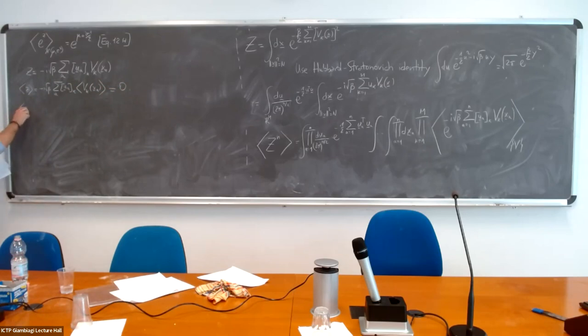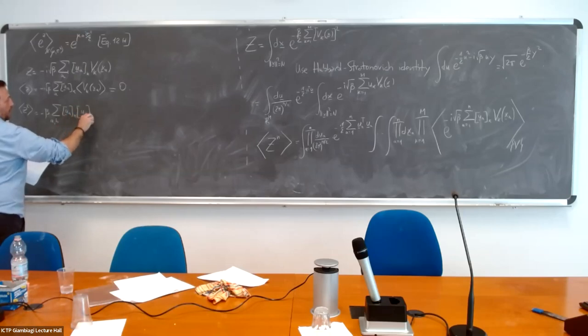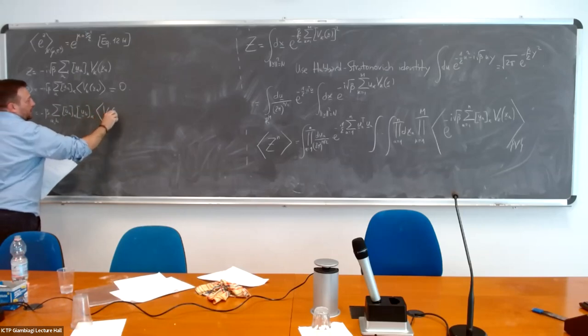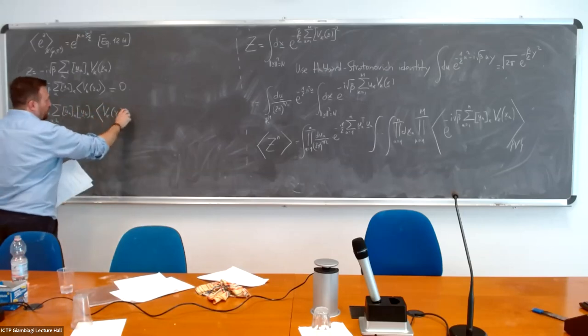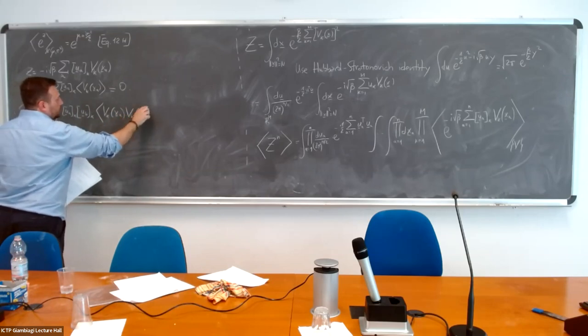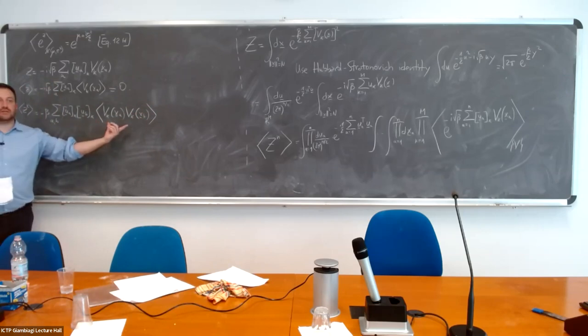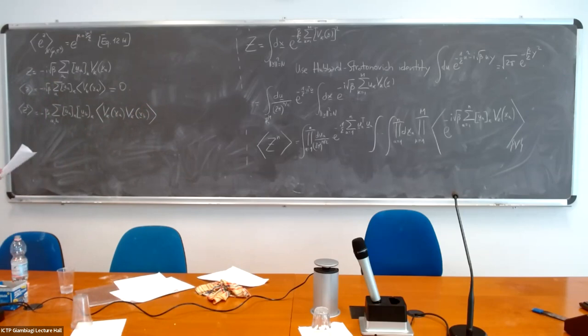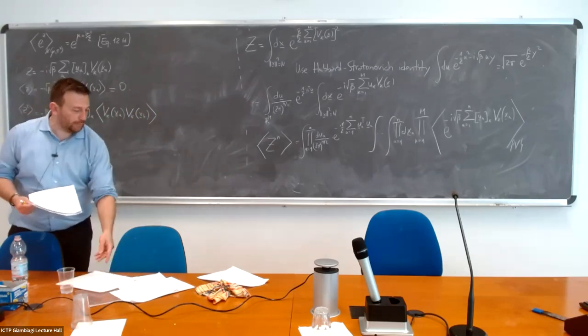And what is z square? Well, then we have minus and minus is plus, i square is minus one. So we get a minus beta. And then we get a summation over a and b, u a k u b k. And then we have the average of vk of xa, vk of xb, which is precisely the covariance structure that we assumed from the beginning, which is diagonal and with the prefactor that is this function of the dot product.